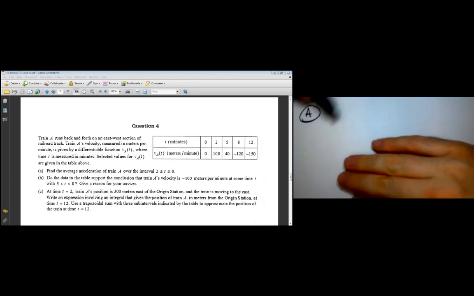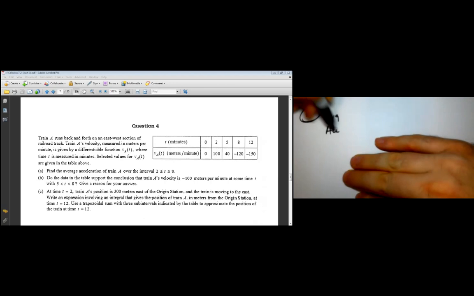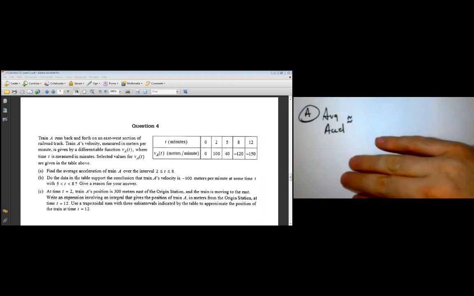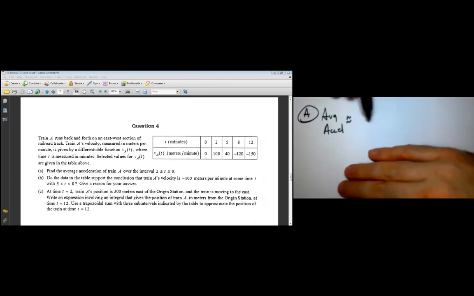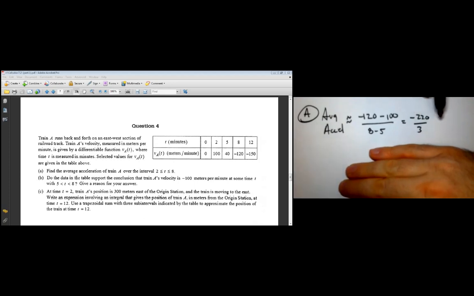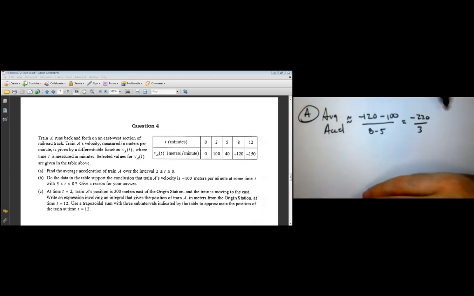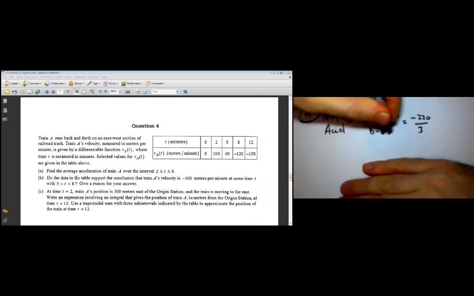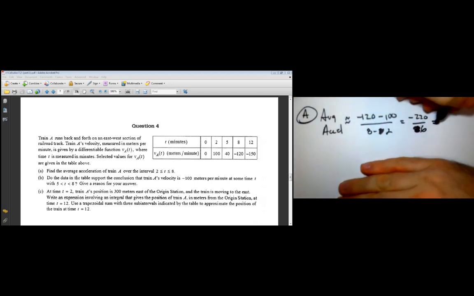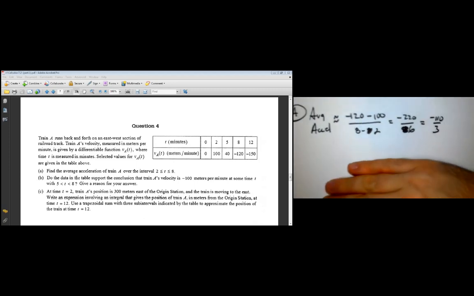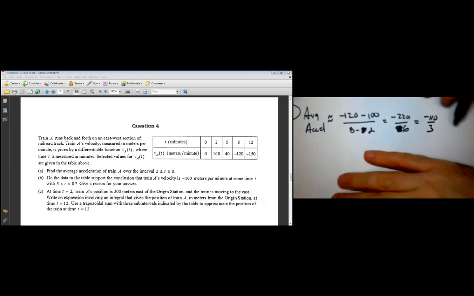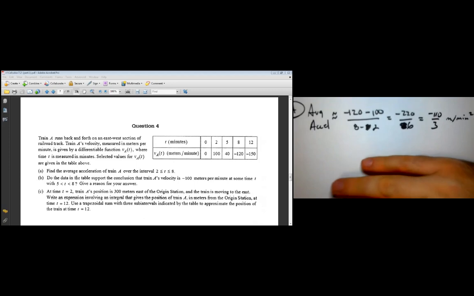So for part A, we'd want to say the average acceleration is approximately equal to, we're doing 2 to 8. So negative 120 minus 100 over 8 minus 5 is negative 220 over 3. What did I do wrong? 8 to 2, not 8 to 5. So that would be 6, and then that would be negative 110 over 3. What are we talking about? Meters per minute squared. Any questions on part A?